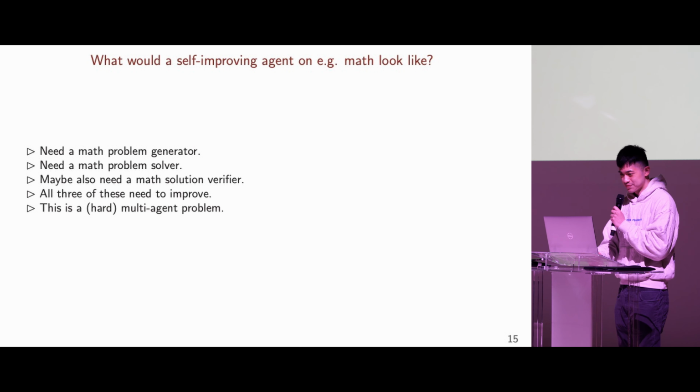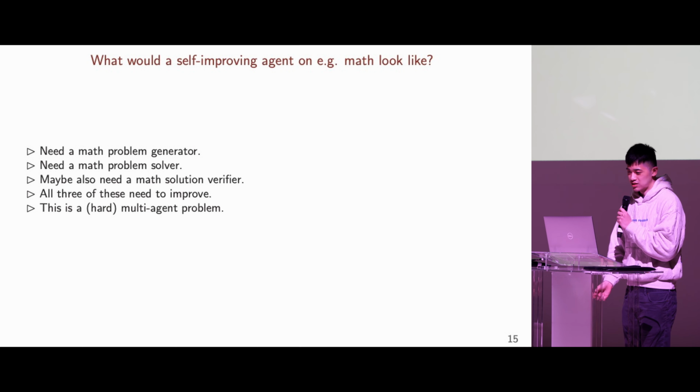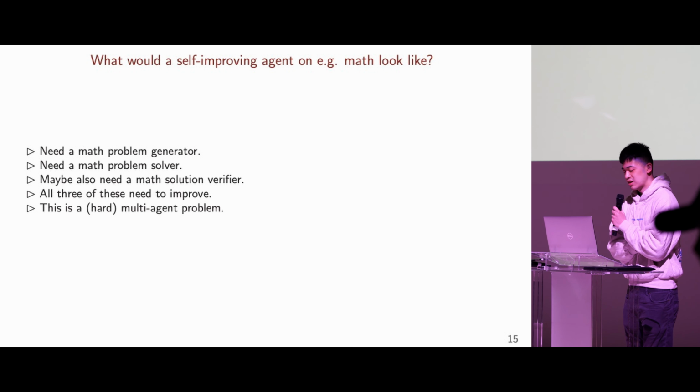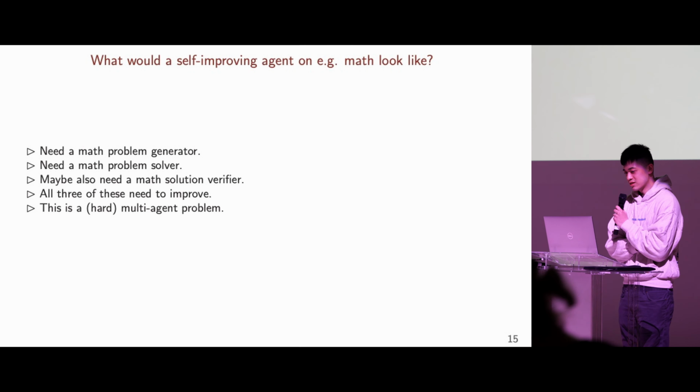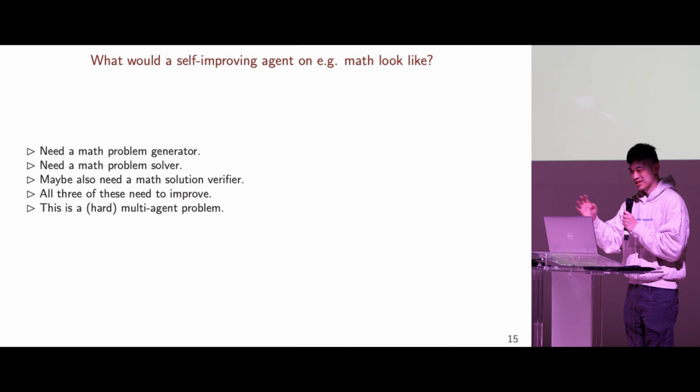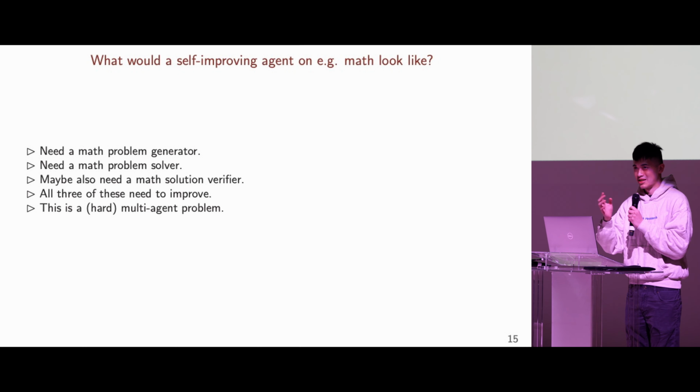For example, we might need a math problem generator, a math problem solver, and then also a math solution verifier. And in order to not bottleneck the progress on the other two, all three of these have to improve, right? So if your verifier lags behind the others, then it might be noisy and give a noisy signal. Or if your generator lags behind the others, it's not generating hard enough problems to keep improving the other two.